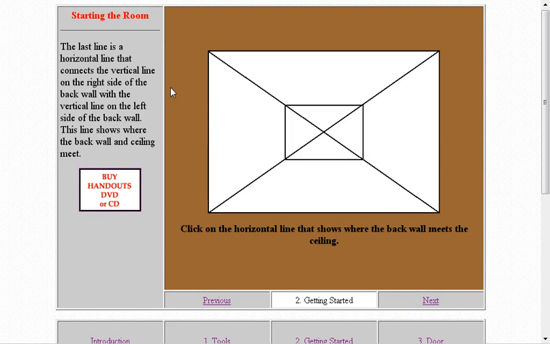Here we are. Okay, now what you're going to do is put the last horizontal line that connects the vertical line on the right side with the vertical line on the left side on the back wall. That's the whole back wall of the room. This line shows where the back wall and ceiling meet. See, here's the ceiling going down to the back wall, and so on. So, two diagonals, pick a point, vertical line, T-square over, vertical line, T-square over, and you're all set.